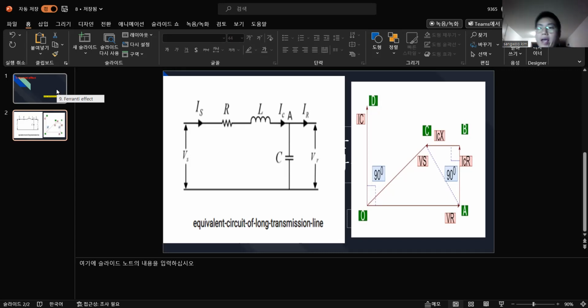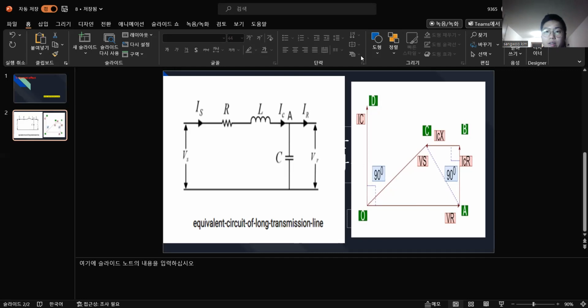So here are VS and VR. You can see this is the sending end voltage, and this is the receiving end voltage, which means this is our house or our factory. You know what I mean? So the Ferranti effect is simply that the receiving end voltage is higher than the sending end voltage. We will learn how to show this and why it happens.